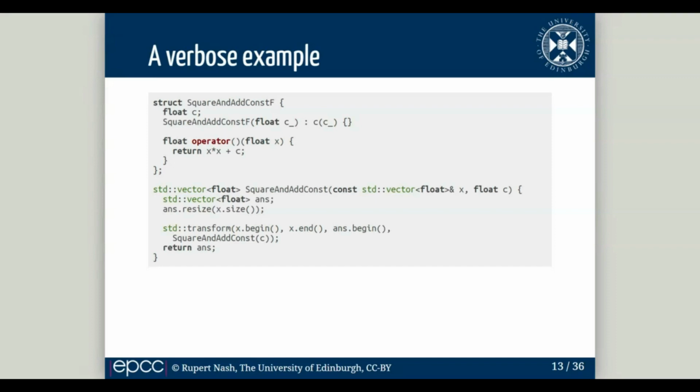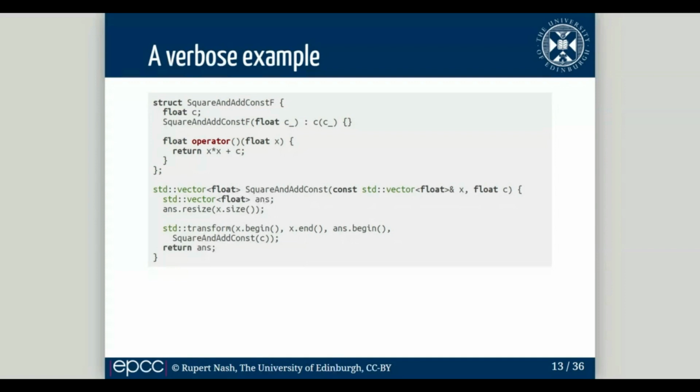Should the last argument in transform be the function struct, not the vector? It is this line. Sorry, this. Yes, there should be an f here. There should be square and add const f, not add constant. That's the name of this function itself. Okay. Yes, good spot. This should match this. It should match instead of this. But okay.